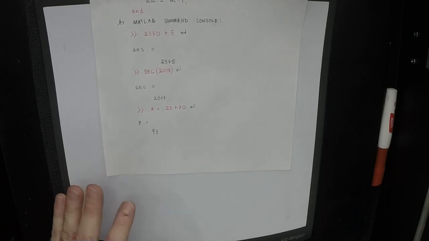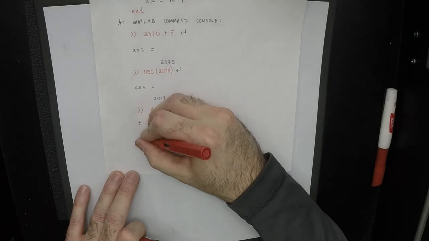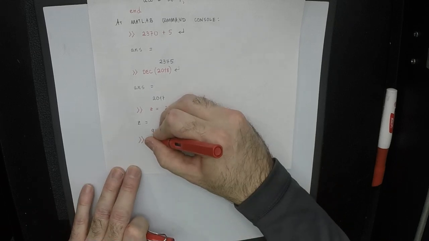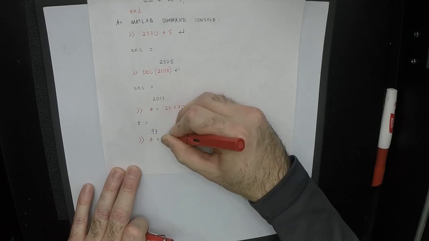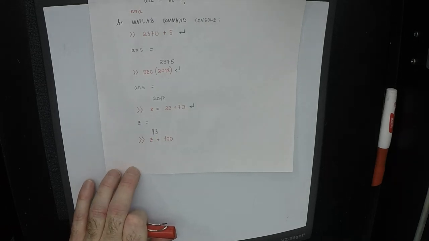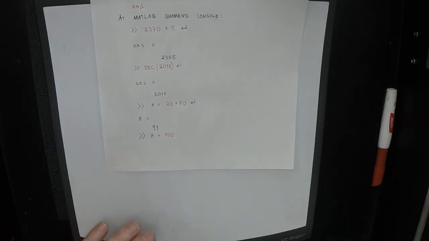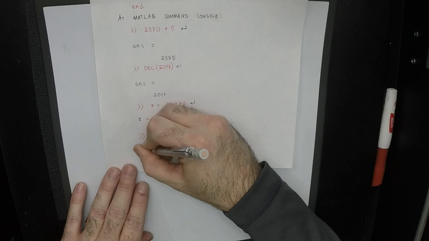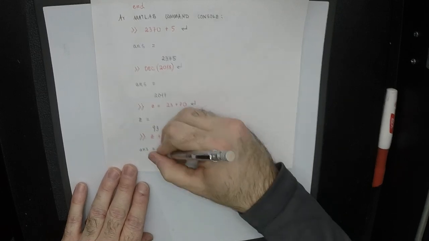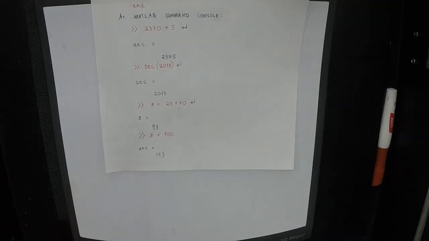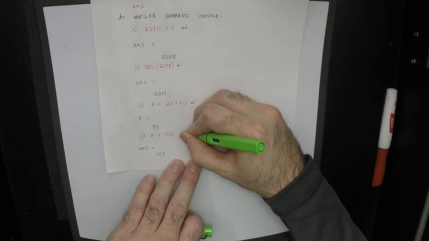Okay. Now, suppose that you were here, and you said, okay, MATLAB, now do z plus 100. How will MATLAB respond? It'll say ANS equal 2475. So any question about what's happened so far?